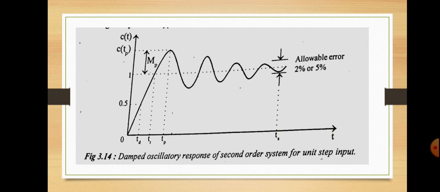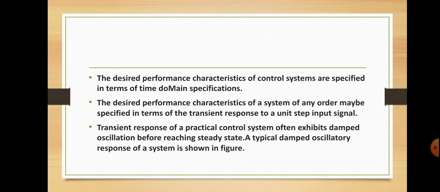Here various sections of this output curve are marked: on the time axis TD, TR and TP are marked, corresponding to delay time, rise time and peak time. MP is the maximum overshoot, and there is another time, TS, the settling time, corresponding to an allowable error of 2% or 5%.